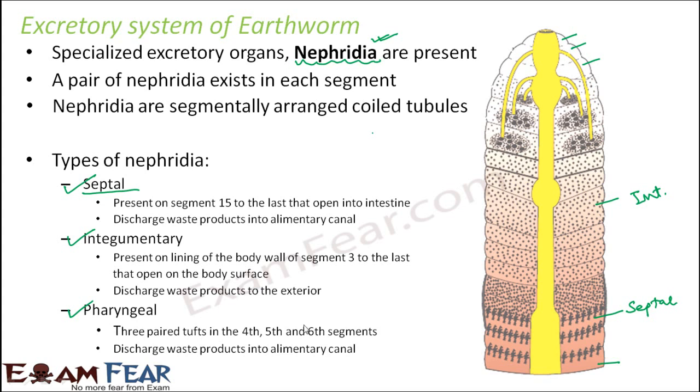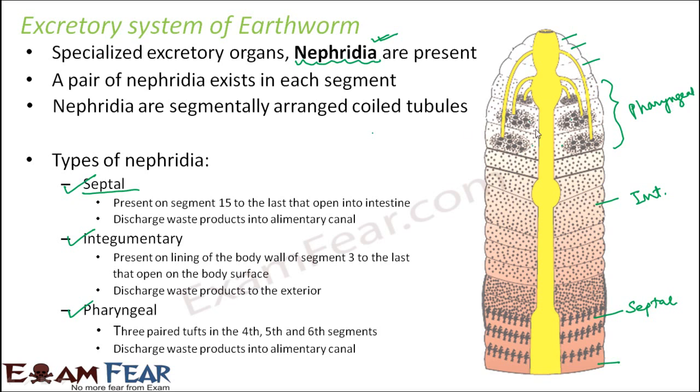outside. Pharyngeal nephridia: there are 3 paired tufts in the 4th, 5th and 6th segments. So here, in the 4th, 5th and 6th segments, you can see there are 3 paired tufts. That is their cluster. They are present in clusters. They are pharyngeal nephridia.